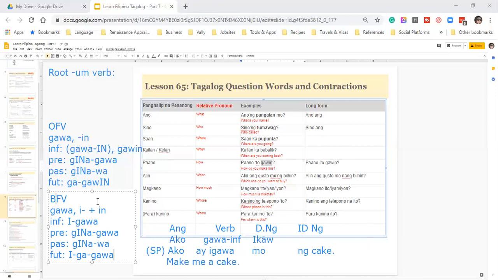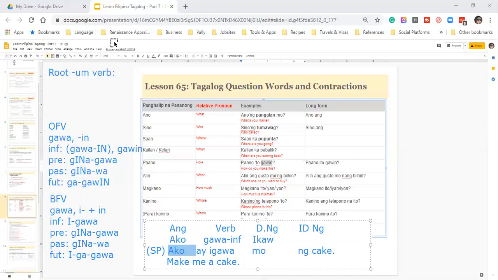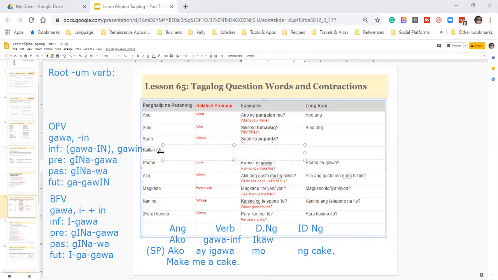Because right now we're using the igawa, like make me a cake. So I am the benefactor. I'm talking about the benefactor here, the ako, right? You make me a cake. If we are to use the other one, we are talking about what is happening to something. Remember that sentence pattern? Something happens to something.